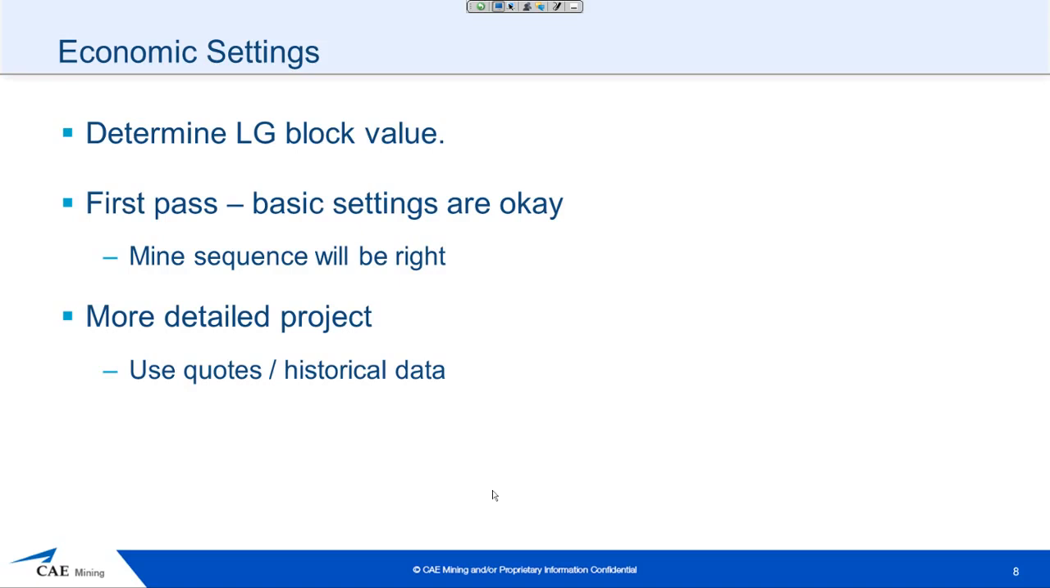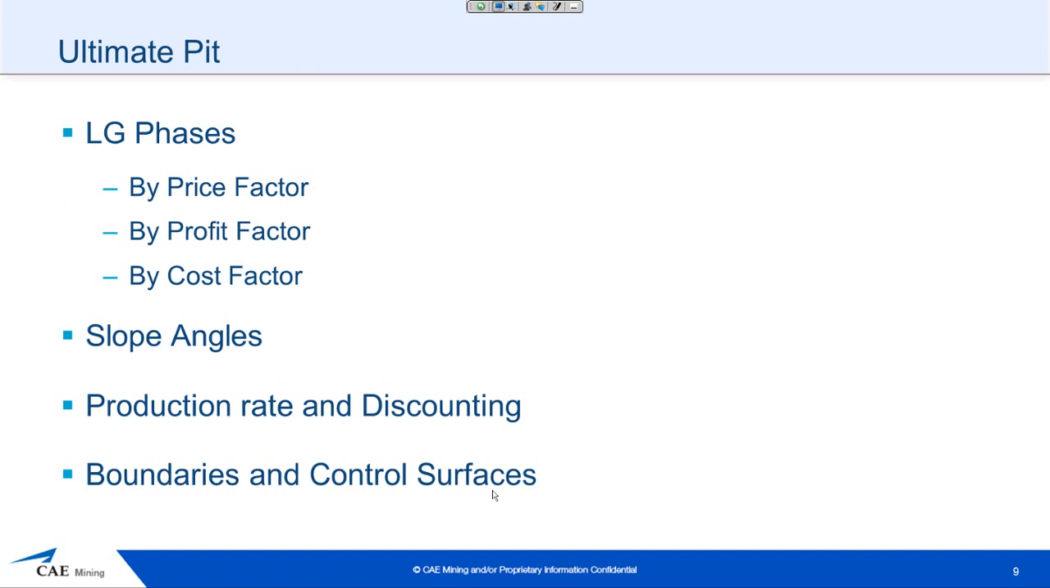The next step is generating the ultimate pit. This is quite normal. It will generate LG phases by price factor or by profit factor or by cost factor. We put in our slope angles and our overall production rates and discounting, and that's just so it can calculate NPV per year and any boundaries or control surfaces that we might have.